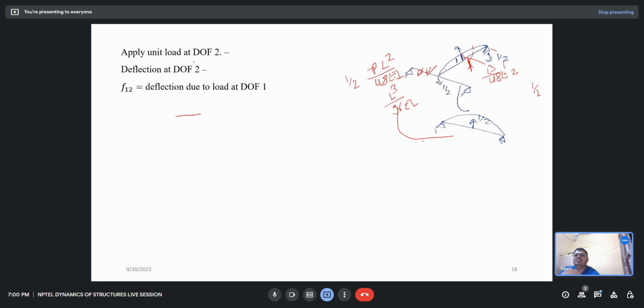Deflection at 1 initially, that would be 1. So the loaded degree of freedom 1 is 1 by 2, so that is F equal to L cube by 96 EI.